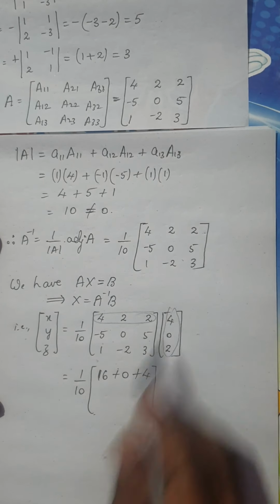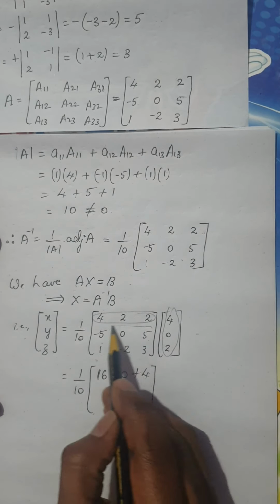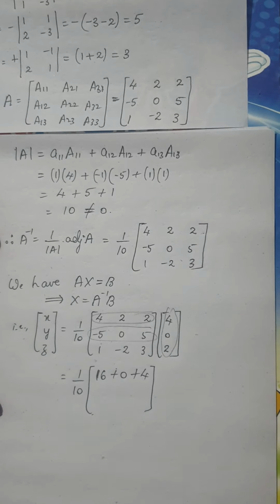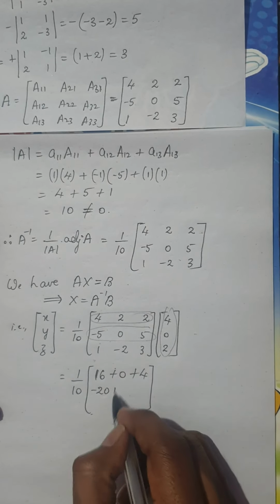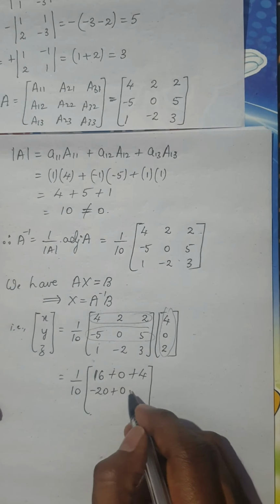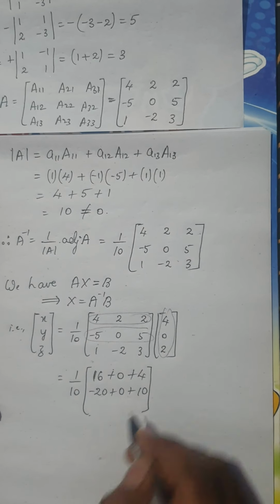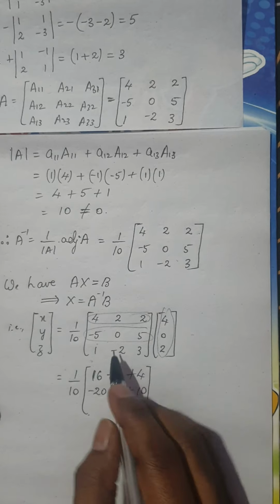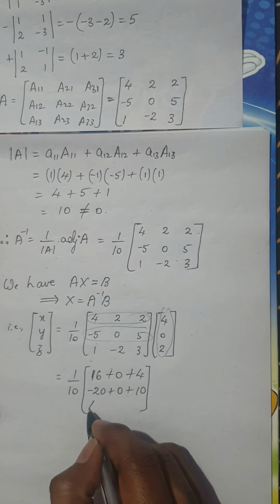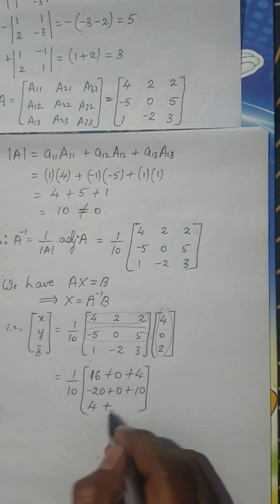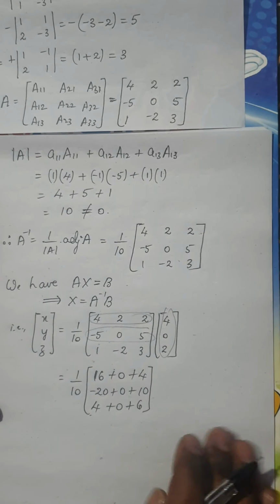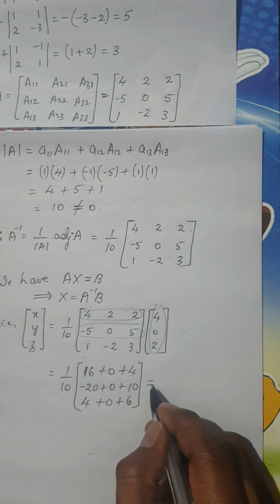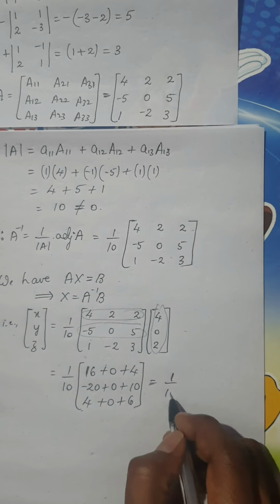Next, minus 5. Now you are taking the second row with the first column. Minus 5 into 4. So 5 4s are minus 20, plus 0 into 0, that is 0, plus 5 into 2, that is nothing but 10. Okay, now next, 1 into 4 will give me 4, minus 2 into 0, that is 0, plus 3 2s are 6. Okay, so this is nothing but, I can write it as 1 by 10.